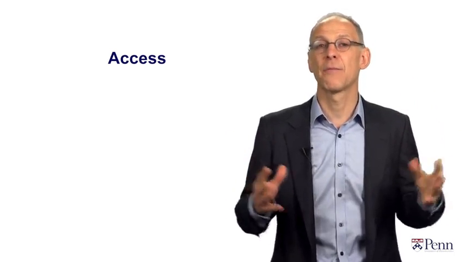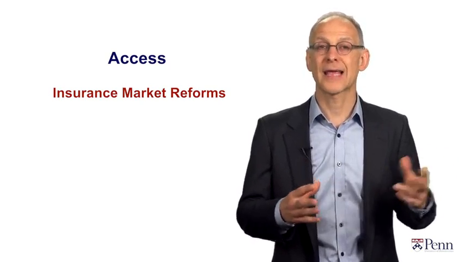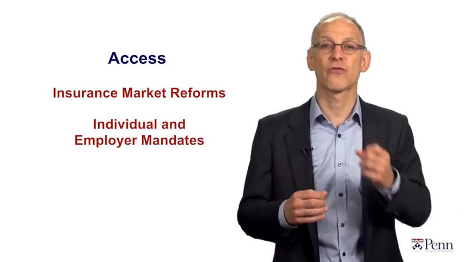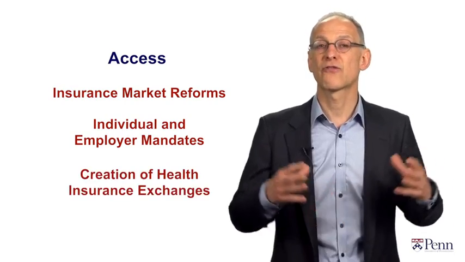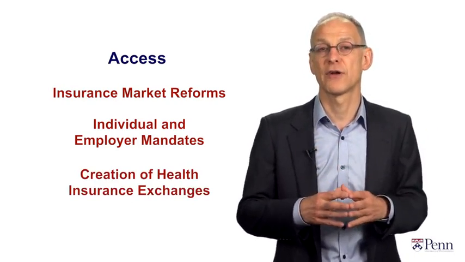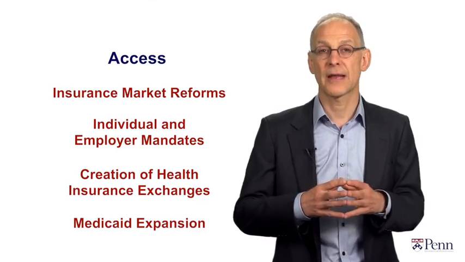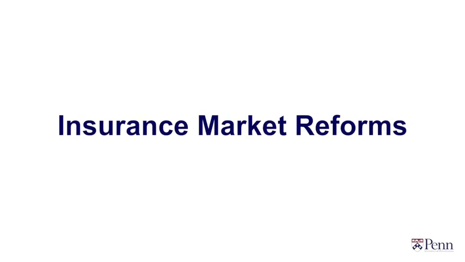The Affordable Care Act makes four major inroads on access to try to get Americans coverage. First, it reforms the individual insurance market to make sure it works better. Second, it has mandates both on individuals and employers to make sure they cover themselves. Third, it creates the health insurance exchanges, a way for individuals to shop for coverage. And last, it expands Medicaid. We'll take a look at each one of these provisions in detail. We'll start by considering the insurance market reforms in the Affordable Care Act.